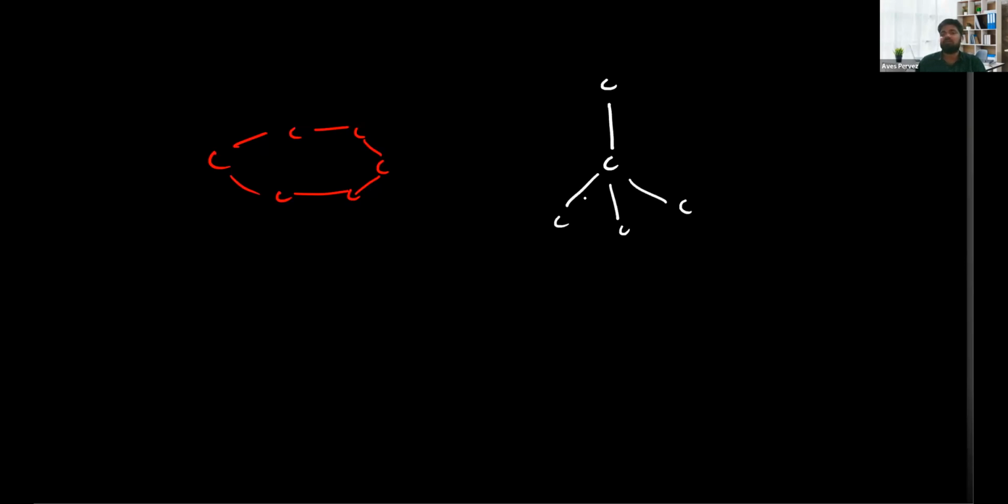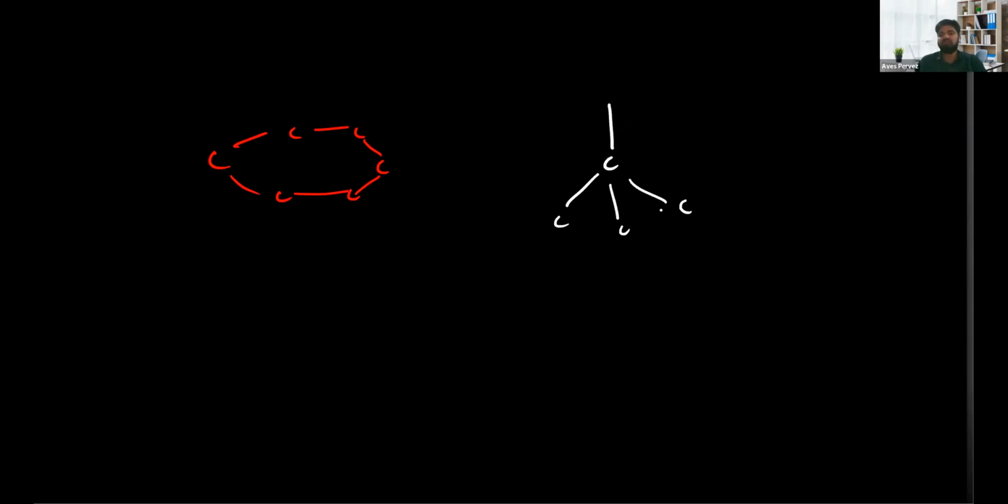For example, in graphite, carbon atoms are arranged in hexagonal structures. And in diamond, the carbon atoms are arranged in a tetrahedral structure. We talk about this one. So in diamond, the carbon atoms are arranged in tetrahedral structures.